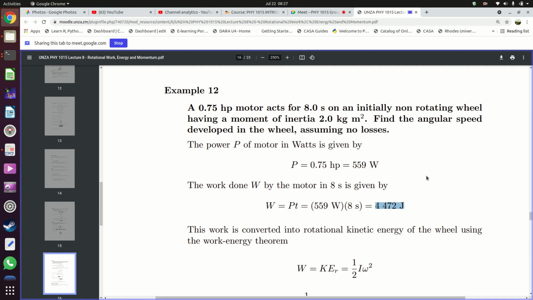Every time you perform work on an object on a flat surface, that object is going to get kinetic energy. In the case of a wheel like this, when you perform this work, this non-rotating wheel is going to gain rotational kinetic energy. Is that clear?